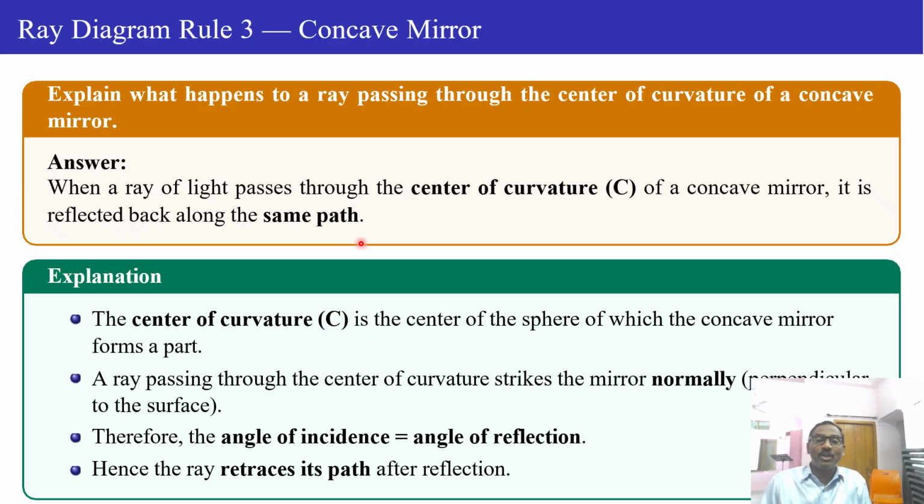So what do we say? A ray of light passing through the center of curvature of a concave mirror is reflected back along the same path.